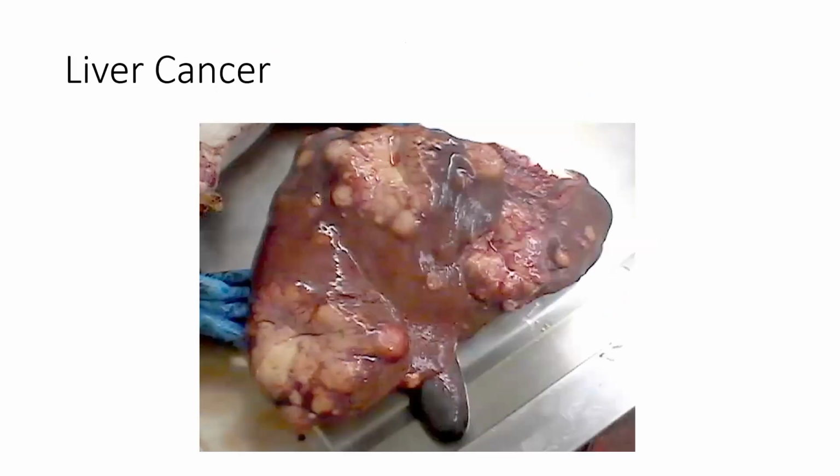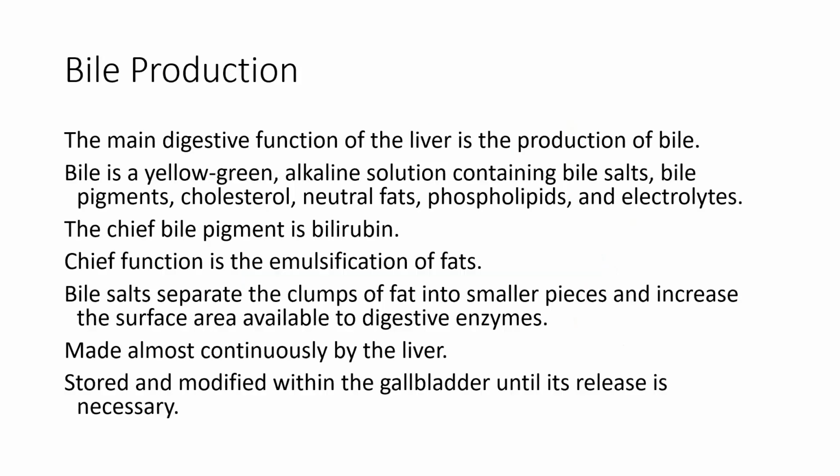However, the liver can become cancerous. Just to give you a sense of perspective, that's an individual's hand on the left-hand side holding onto the liver. That liver is full of tumors, and it's about 4 times its normal size. Liver cancer is usually a secondary lesion, often coming from exposure from a cancer growing in the colon.